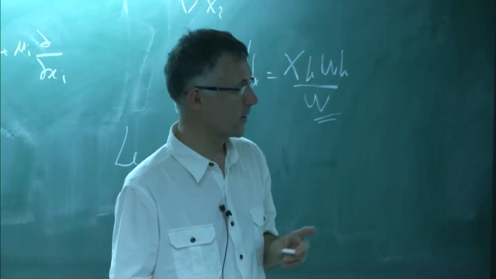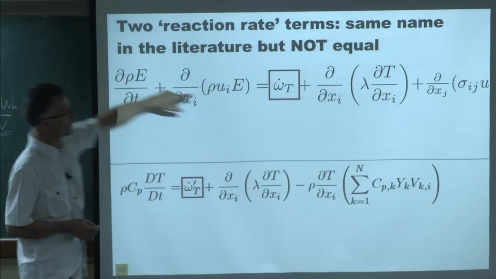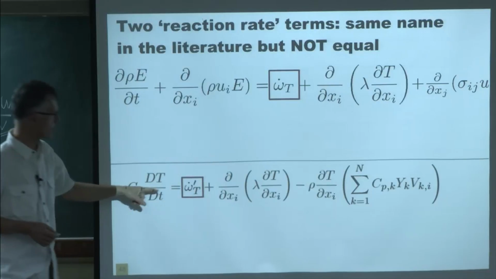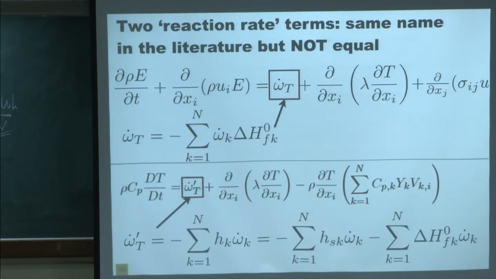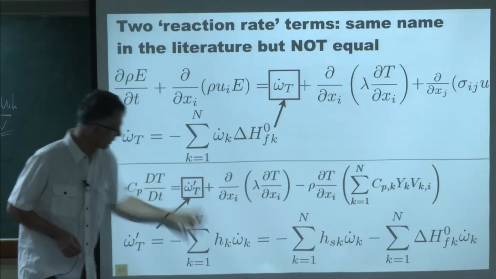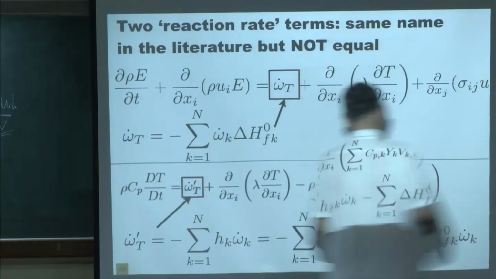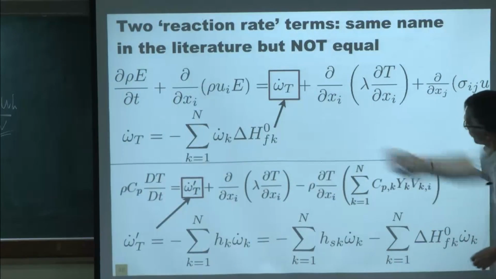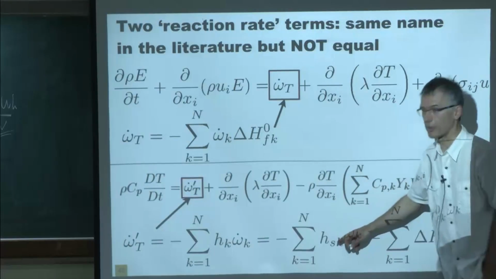Now, this heat release is a small problem because this is the energy equation. There is one heat release here, and this is the temperature equation. There's another one, and they are not equal, unfortunately. The first heat release, which is here, is this expression. The second one, which is the temperature equation, is almost the same thing. You see this term here is also here, but there's an additional term including hsk, which is the sensible enthalpy.